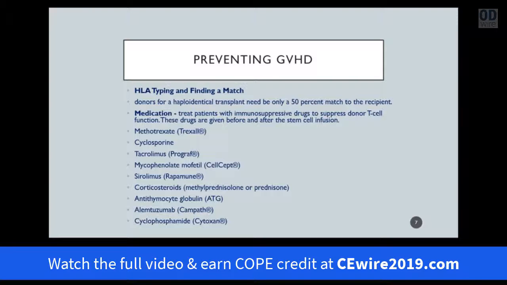So remember, they're going through HLA typing and trying to find the best match, and the definition of the haploidentical transplant is that it's a 50% match. And here is a list of some of the medications that are used to suppress the donor T cell functions. These drugs are given before and after the stem cell infusion.